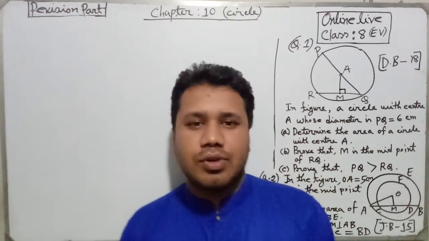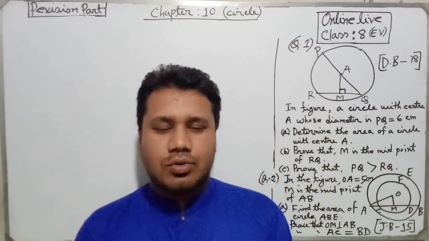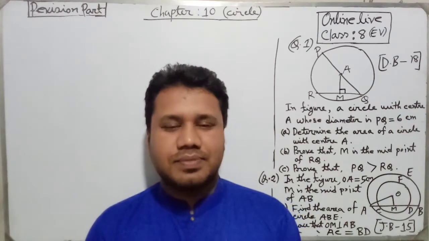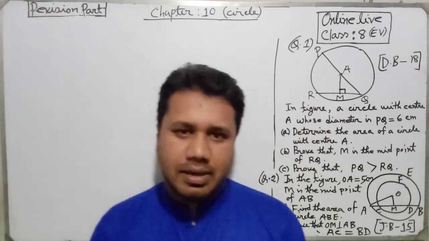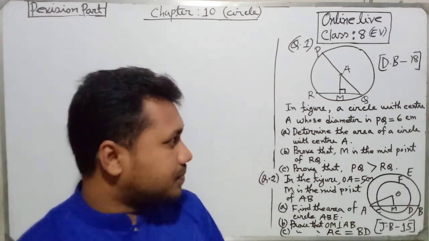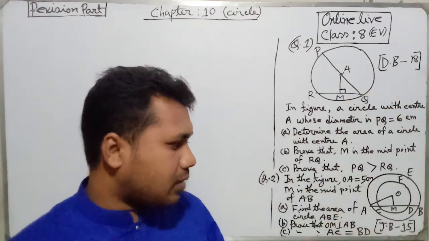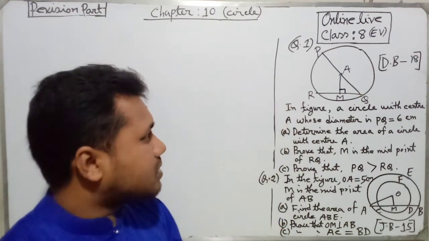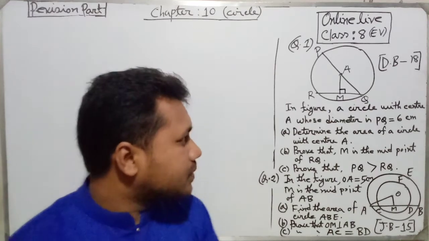Dear students, today we will discuss two creative questions from chapter 10, that means circle. You can see that I have already written the board questions for you, Dhaka Board 2018 and another one, Jessore Board 2015. Now look, our first problem, question number 1.